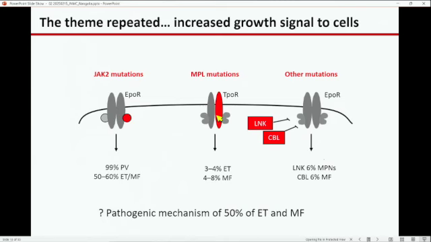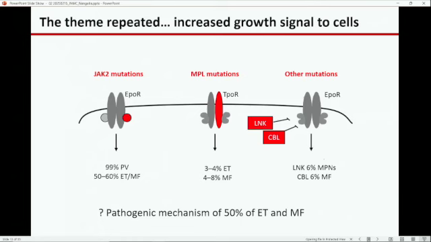MPL is a signaler for making platelets, so you can understand why a switch on for that will make more platelets. So MPL mutations are rare. I'd say maybe 1 in 50 individuals with MPN have a MPL mutation, but it essentially does a similar thing, but specifically just makes the body make more platelets.